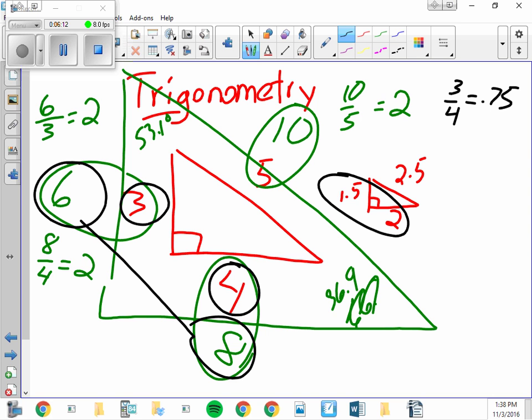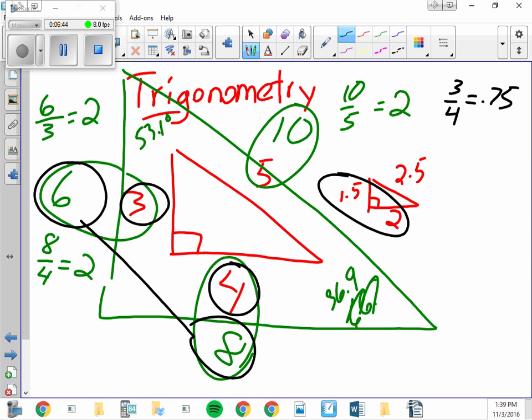I have 3 different triangles, all that have the same shape. They all have the same angles. The sides are different lengths, but when I divide the short side by the middle side, I always get 0.75. And that leads us to believe the ratios of the sides of a triangle, any side of a triangle divided by any other side of a triangle, has everything to do with the shape, the size of the angles, and not the size of the triangle.